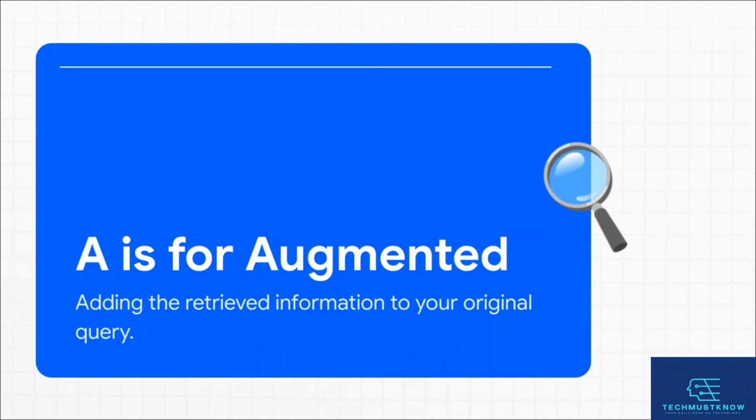Next up is A for augmented. Now this step is crucial. The system takes all that raw data it just found, and it cleverly augments or enhances your original question with it. Just imagine secretly attaching the exact right page from a textbook to your query before you hand it in. That's what this does. The AI now has your question and all the context it needs to answer it.